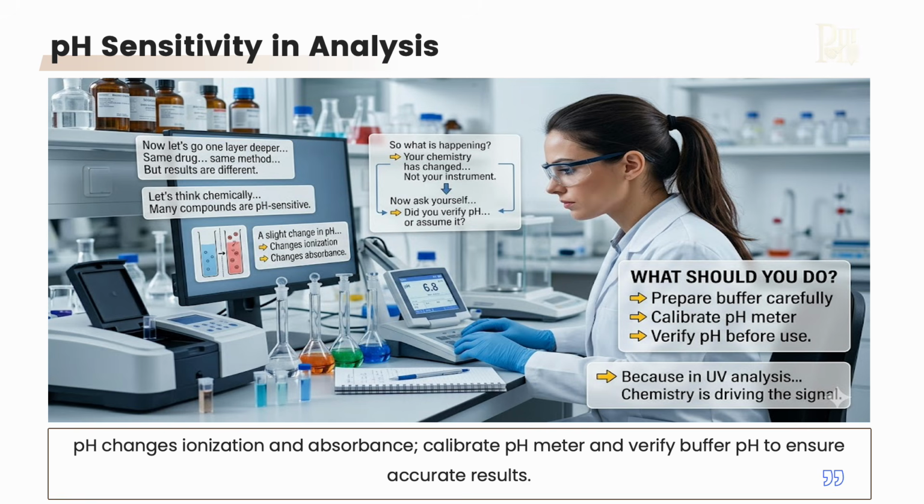Now ask yourself, did you verify the pH or just assumed it? So what should you do? Prepare buffer carefully. Calibrate the pH meter. Verify pH before use, because in UV analysis, chemistry is driving the signal.